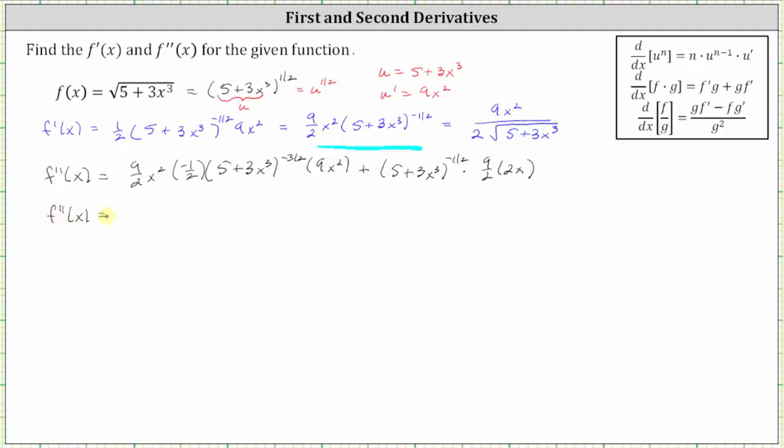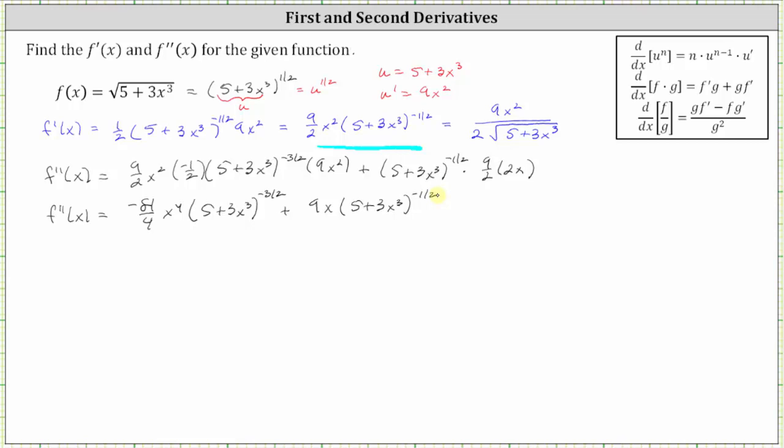Looking at the first product, notice how the coefficient is going to be 9/2 times a negative 1/2 times 9, which is negative 81/4. And then we have x squared times x squared, which is x to the 4th. And we still have the quantity 5 plus 3x cubed raised to the power of negative 3/2. And then we have plus 9/2 times 2x, which is just 9x, giving us 9x times the quantity 5 plus 3x cubed raised to the power of negative 1/2. So this is the second derivative.